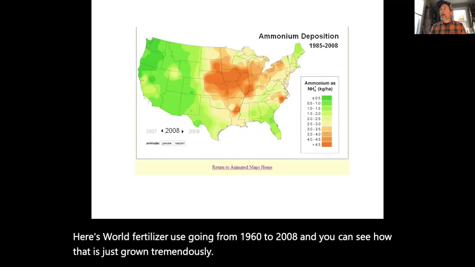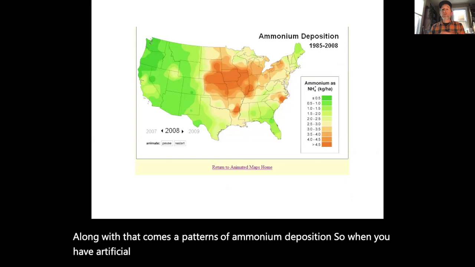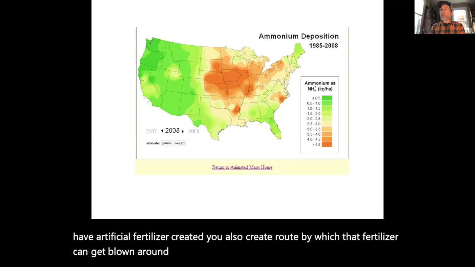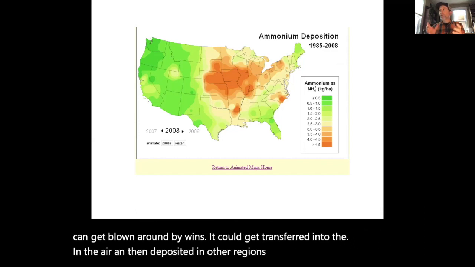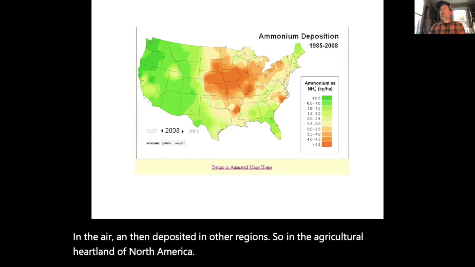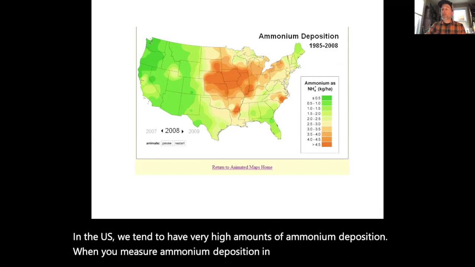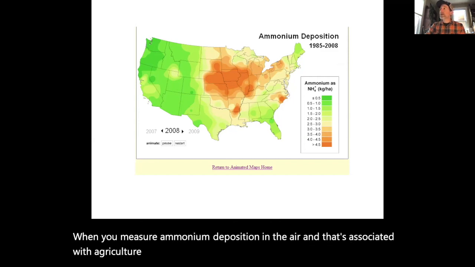Along with that comes patterns of ammonium deposition. So when you have artificial fertilizer created, you also create a route by which that fertilizer can get blown around by winds. It can get transferred into the air and then deposited in other regions. So in the agricultural heartland of North America, in the US, we tend to have very high amounts of ammonium deposition when you measure ammonium deposition in the air, and that's associated with agriculture and fertilizer use. That has a big effect on forest ecosystems for sure.